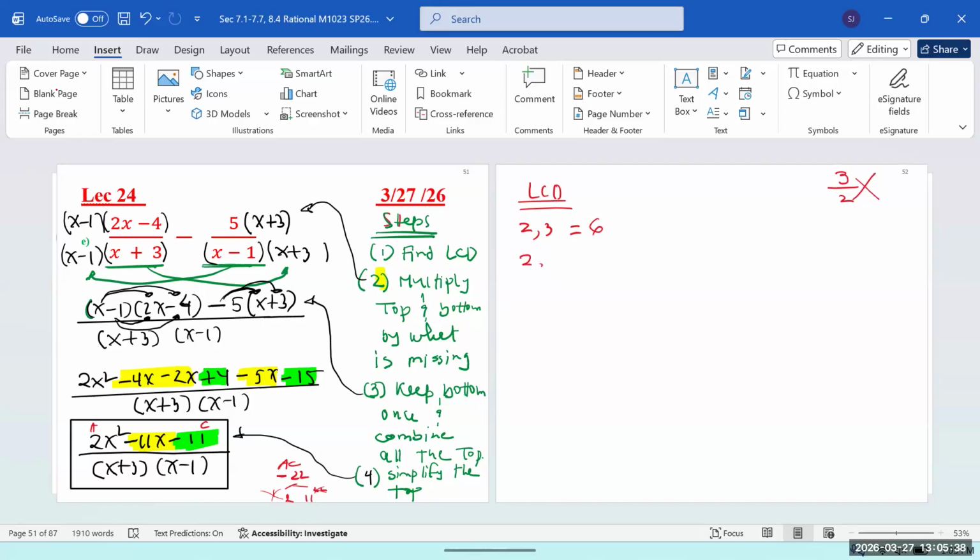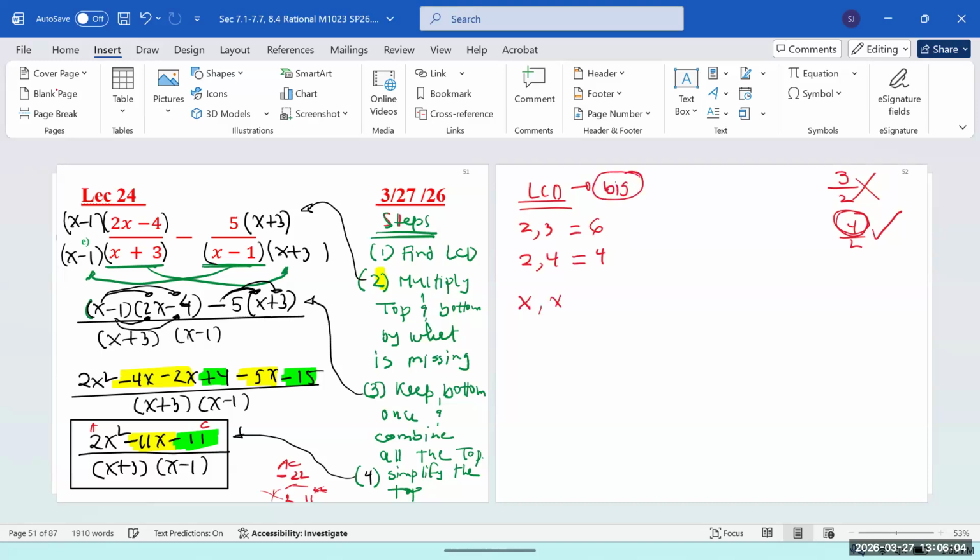How about the LCD between 2 and 4? How do you know? When you try to divide 4 by 2, it is divisible. If you have something divisible, the answer is the bigger one. So between 2 and 4, 4 is bigger, so we have 4. So this is what we do for smaller numbers. For variables, the same concept. Remember the word, LCD means big.